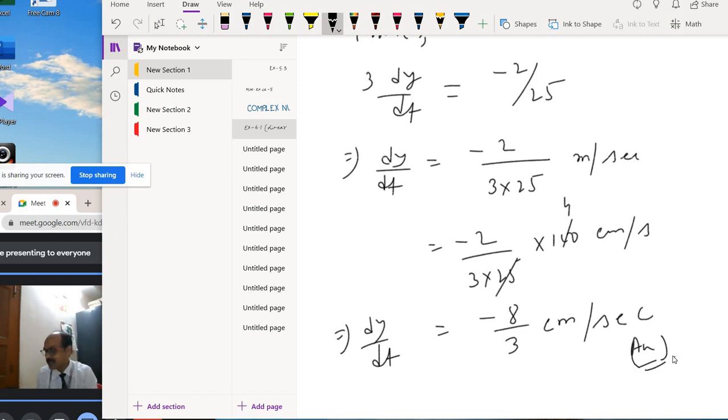As per the question, the height of the wall decreases. So the minus sign means it is decreasing, that is minus 8 by 3 centimeter per second.